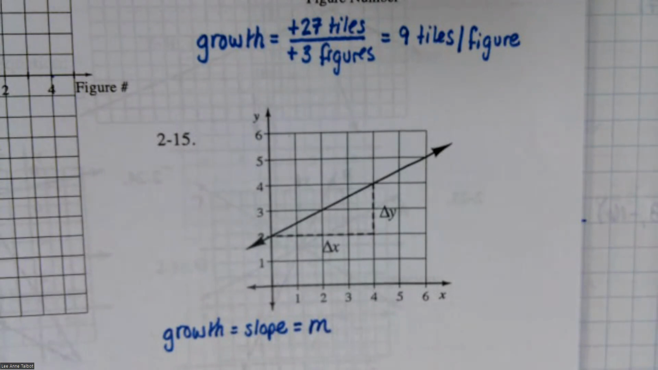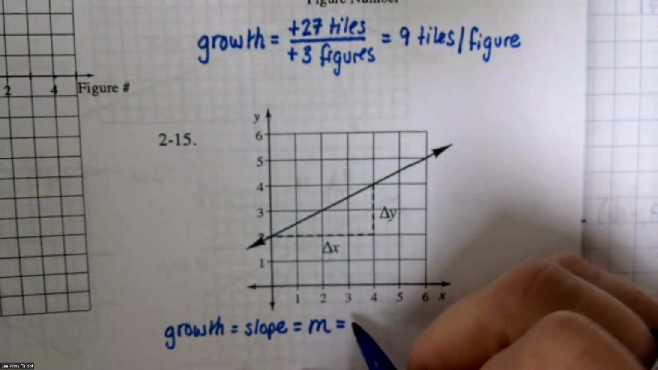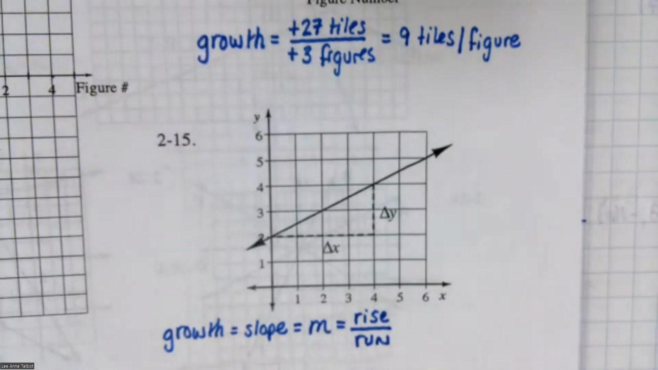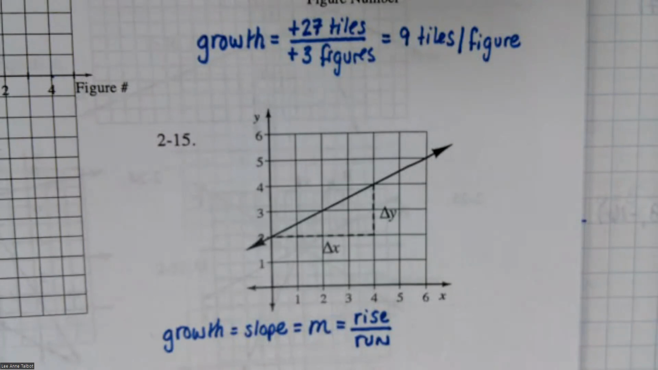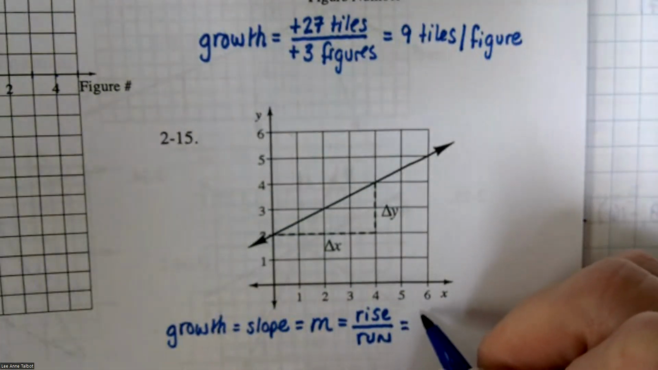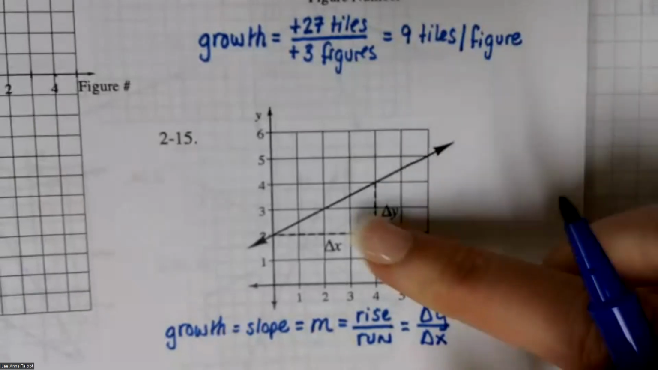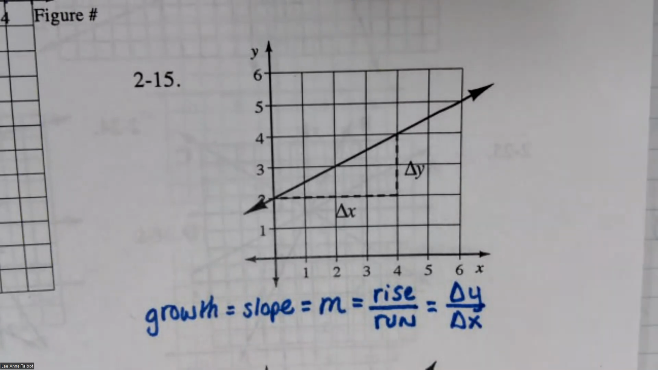I don't know why they call it M. Something to do with an M in it. Okay, but M has a couple of different ways to remember it. Some people remember it with rise over run. Some people remember it with change in Y over change in X. So this symbol, this triangle, is the Greek letter delta, and it means change. So that means height over base.